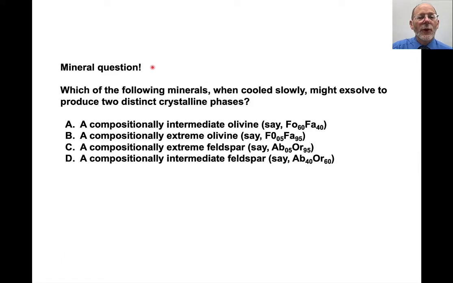Okay, thought question. Which of the following minerals, when cooled slowly, might exsolve to produce two distinct crystalline phases? So, in other words, if you took one of these compositions, compositionally intermediate olivine, compositionally extreme olivine, which of these would hit a solvus and separate into two different materials?